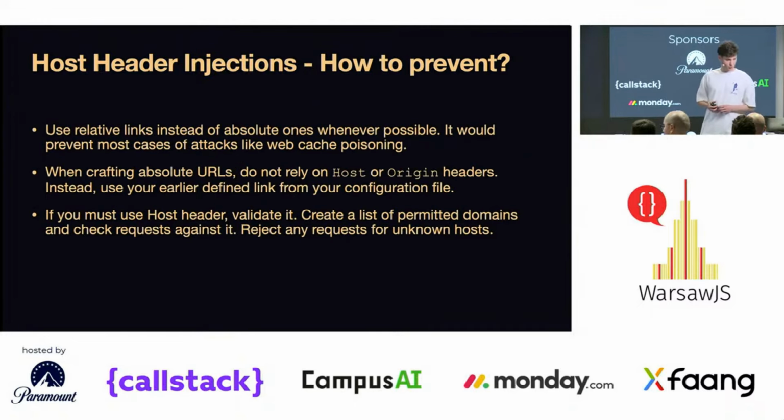To prevent this, you should always use relative links instead of absolute. Like in HTML templates, you should load CSS or JS relative to your domain and not pass absolute links. It would prevent most cases of host header injections or even web cache poisoning. You should also not rely on host or origin headers, but instead store this information in a .env configuration file and use it later if needed.